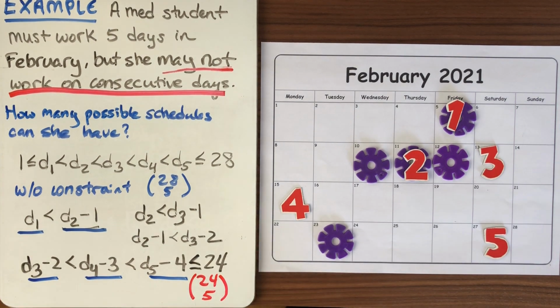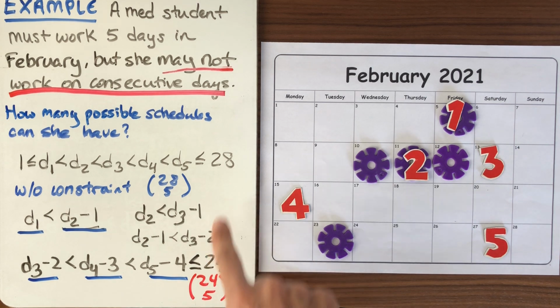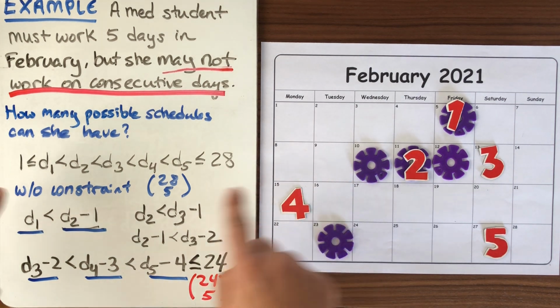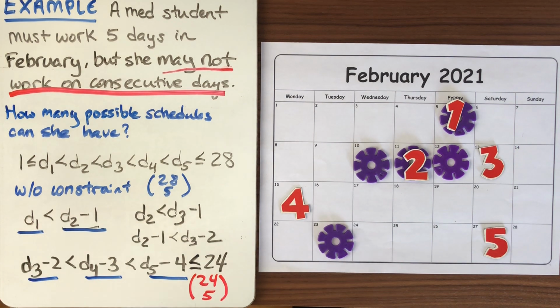So by taking into account the fact that consecutive days are not allowed, all that's happened is I've changed from 28 choose 5 down to 24 choose 5. This is a common problem that we have when we have a sequence with some kind of constraint and we want to make it more spread out. All we're going to do is limit our choices.